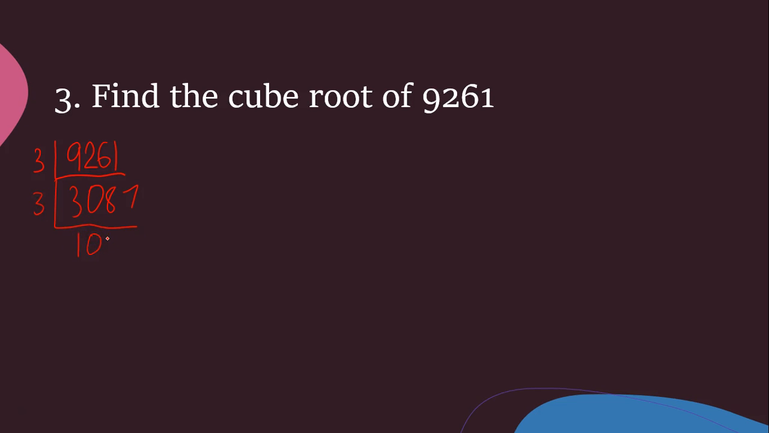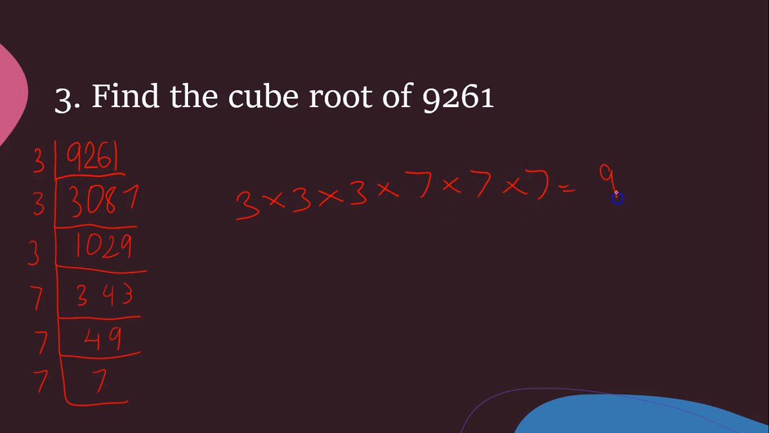1029. And this will go again in 3, and it'll be 9. No, it won't be 9, sorry, it'll be 3. What am I doing? 343. 7 goes inside 343, I'm sure of that. Well, then we can see what's here. 49, 7, 7. So we can write this as 3 times 3 times 3 times 7 times 7 times 7, which equals 9,261.